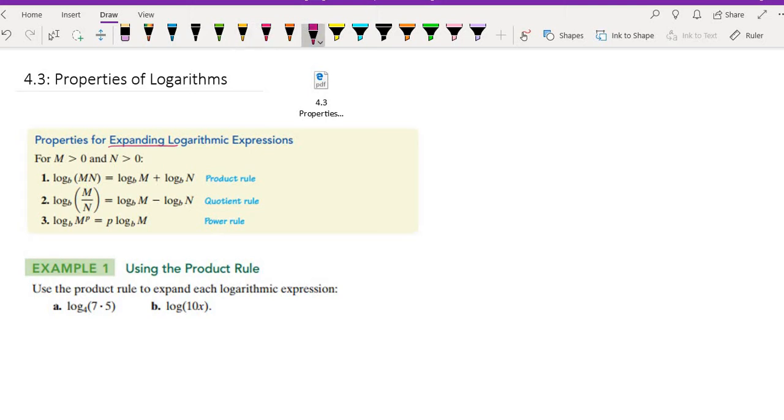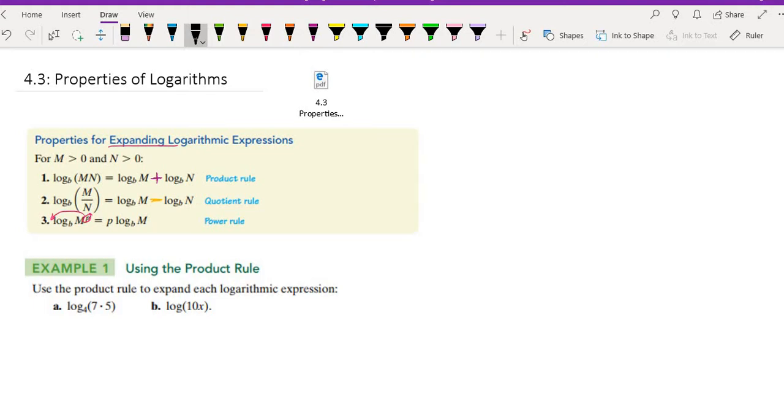If we have the product rule, that means if you have something multiplied, then here we're going to add. The second one, we have m over n, and then we're going to subtract this piece. And then we have the power rule. If you realize it's a power rule, we actually just bring this p to the front. You can pause this video, copy them down, and take a look.